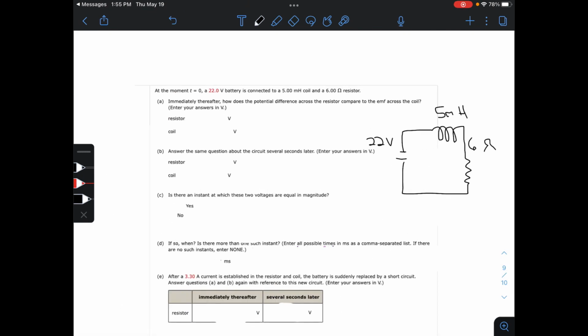Immediately thereafter, how does the potential difference across the resistor compare to the EMF across the coil? Okay, so the minute this battery is plugged in, this inductor is going to resist current flow across the other half of the circuit, if that makes sense. It's going to resist it, so it's not going to let any current get past it. So basically, there's no current on the resistor, and if there's no current, then there's no potential difference. So across this resistor, there's 0.